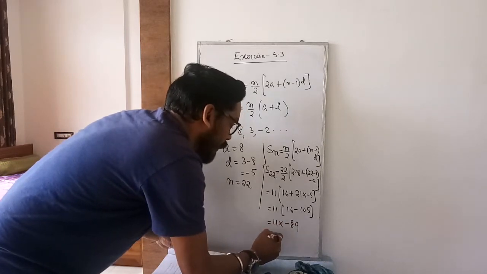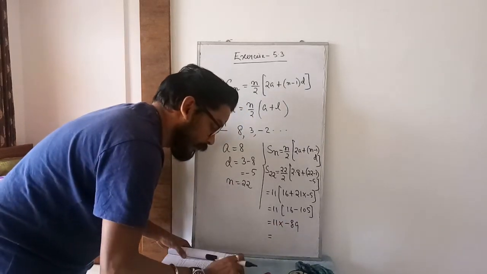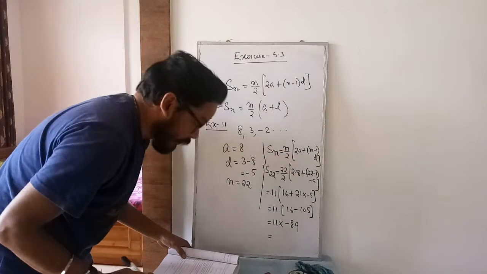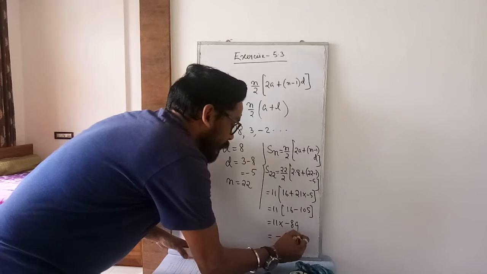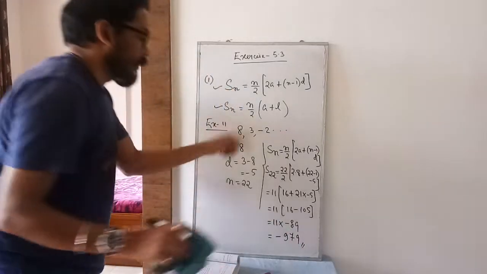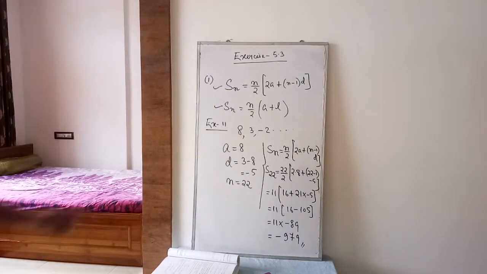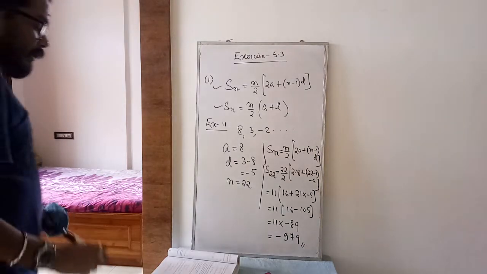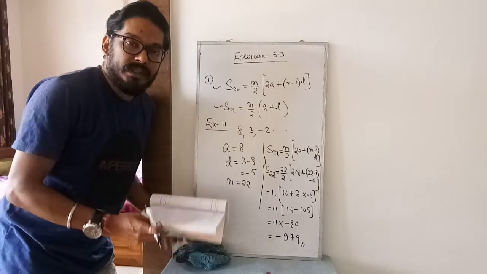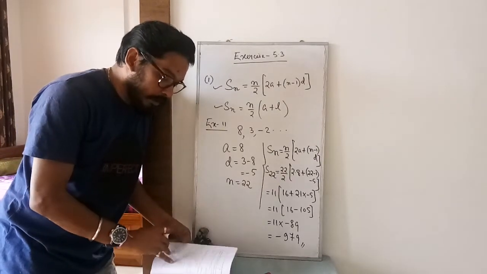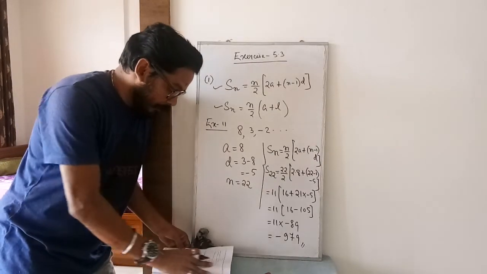If you multiply it, you will get the answer minus 979. Take the screenshot of this part. Okay, so this is how you will find out the sum of n terms of an AP. So I was discussing example 11. Now I will go straight to the exercise.